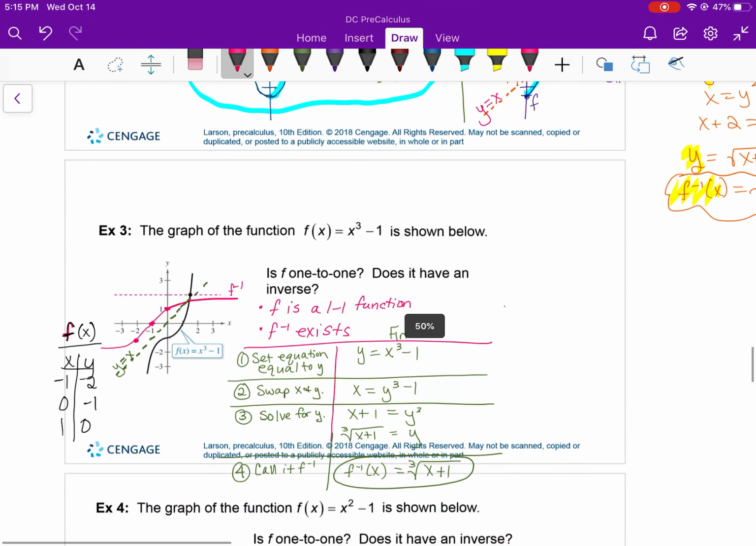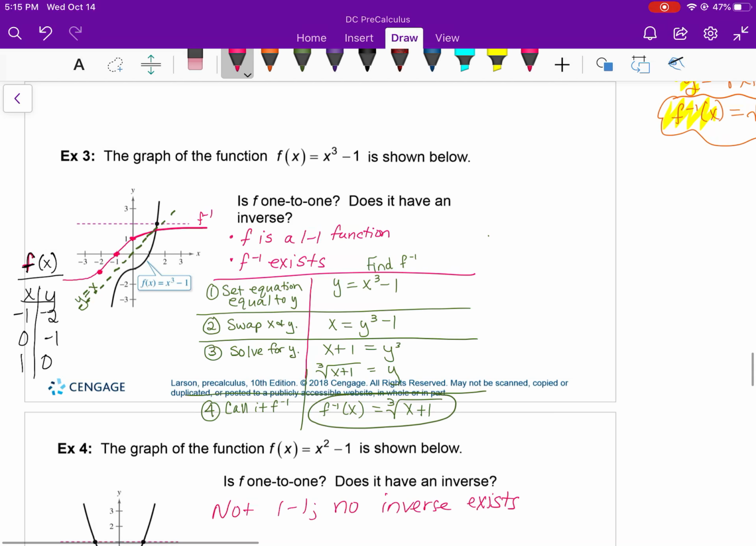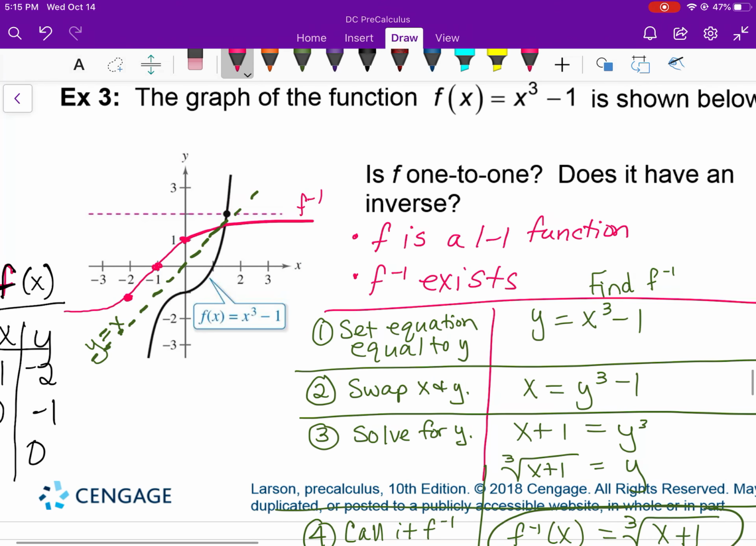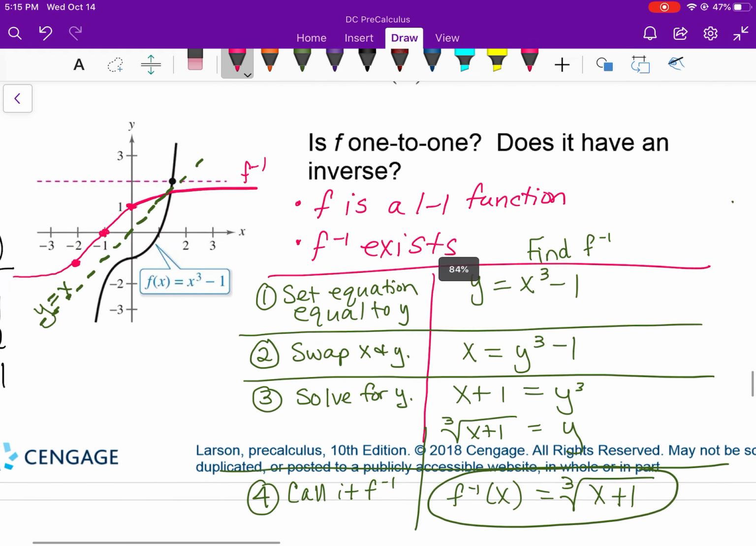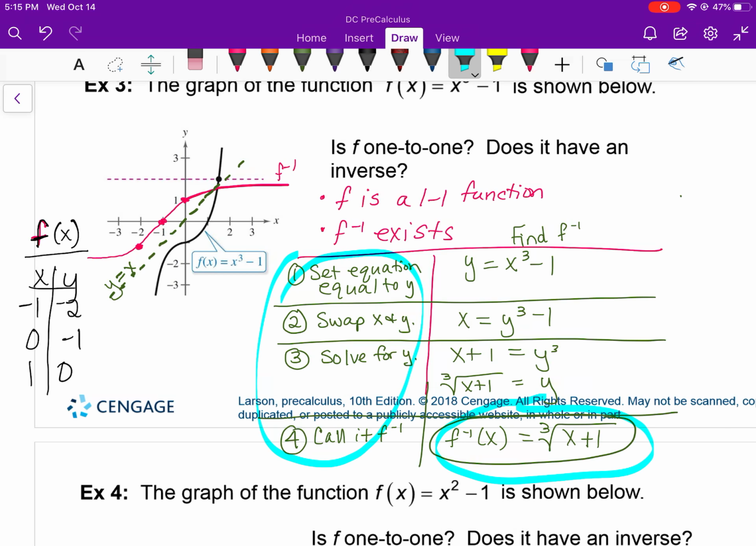For this one, we went through the whole process. We were given the black curve, which is x to the third minus 1. And we decided that it does have an inverse because it is one-to-one. It does pass the horizontal line test. And so we went through the motions again on finding the inverse, and that's what these steps are right here. So there's your steps. This is the end result.